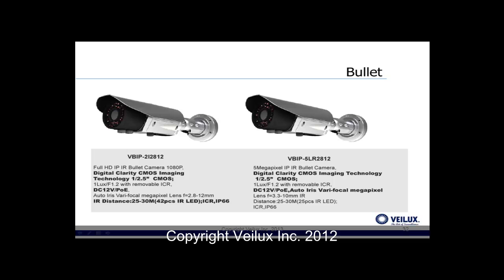The VP IP-5LR2812. It's a 5 megapixel IP camera, digitally clarify CMOS image technology, 1 lux, 1.2 with IR cut filter or removable IR cut filter, 12 volt PoE, auto iris, varifocal, megapixel. Lens is 3.3 to 10 millimeters. IR distance is 25 to 30 millimeters, 25 piece IR LED with IR cut filter, IP66 rating.